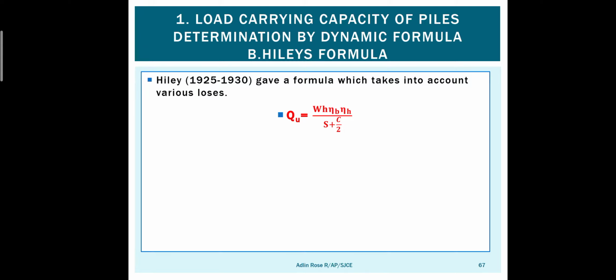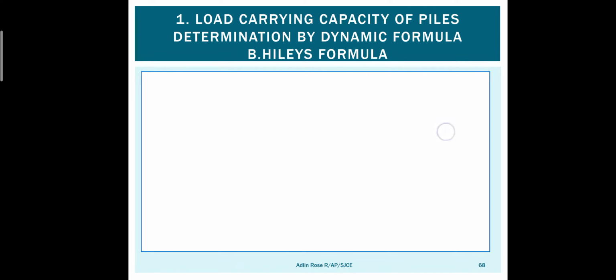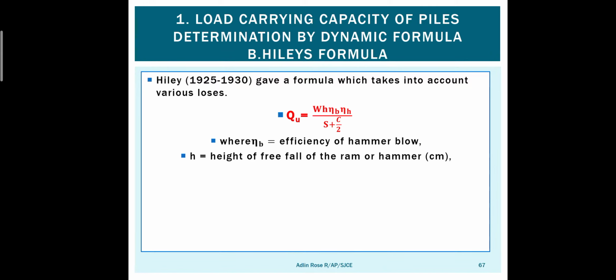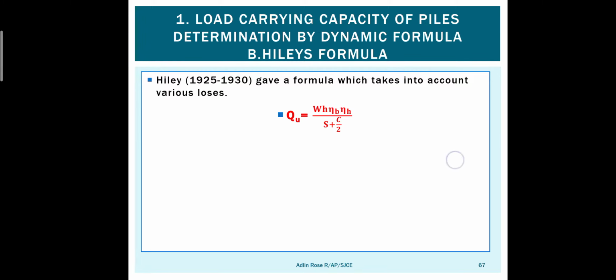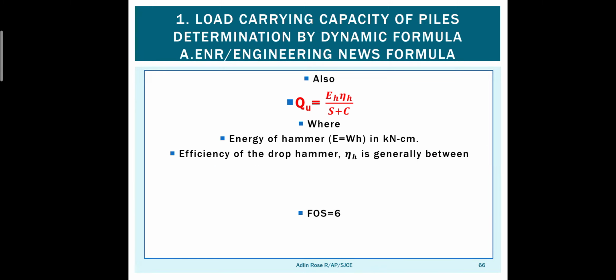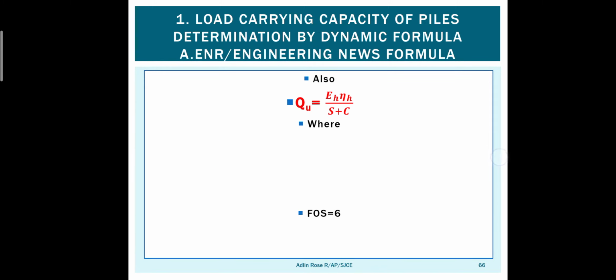Eta H is the efficiency of the hammer and eta B is the efficiency of the hammer blow, the blow given by the hammer. H is the height of fall, S is the set. In the engineering news formula, C is a constant, 2.54 or 0.254 centimeter.